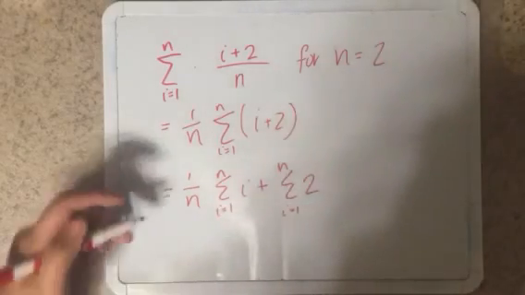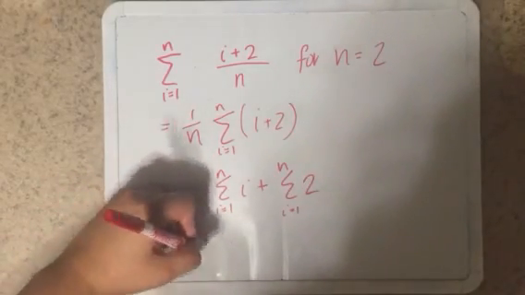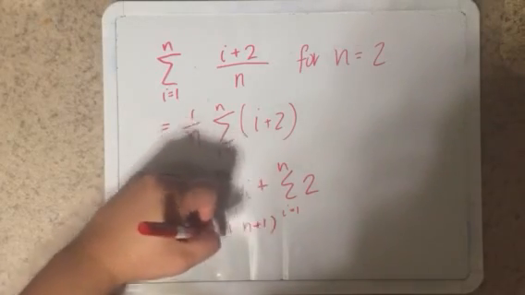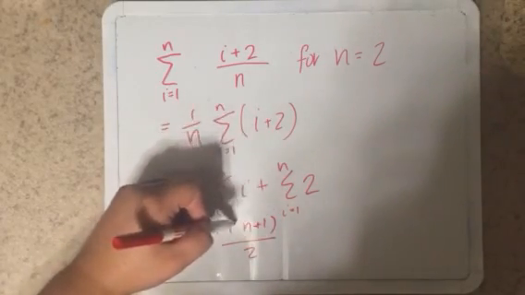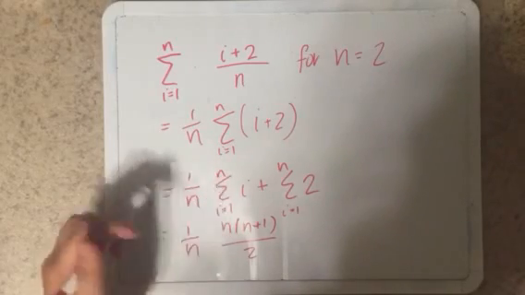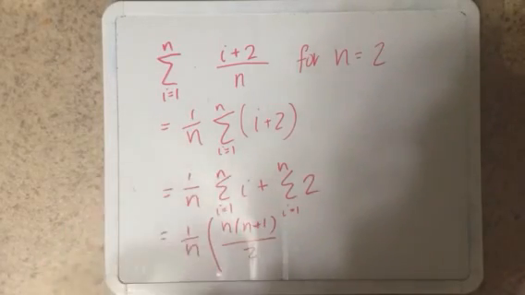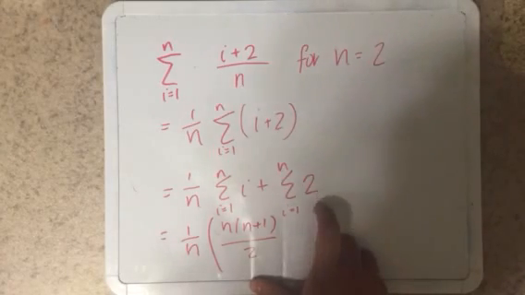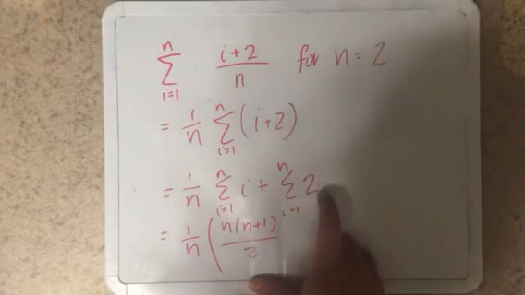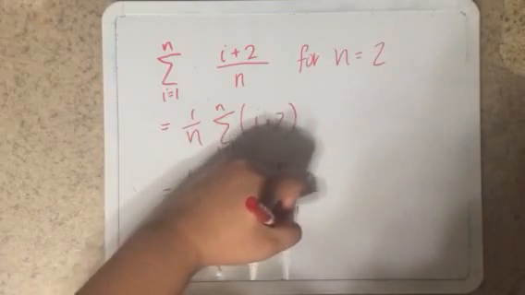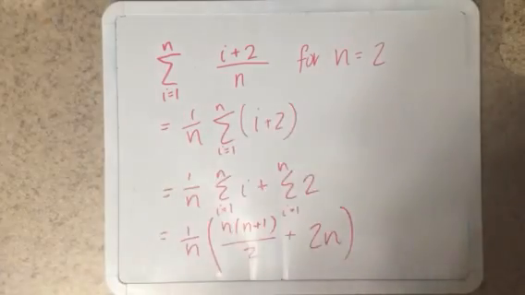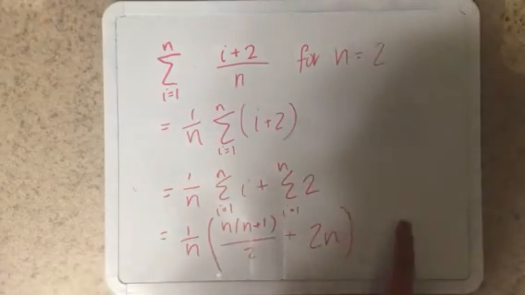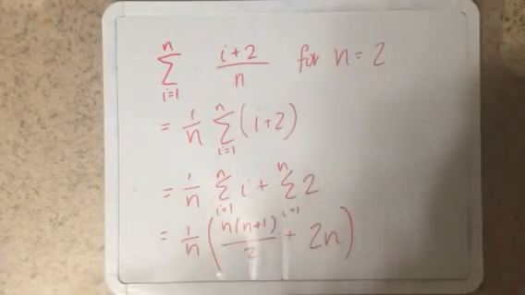So we can plug that in for 1 over n times n times n plus 1 all over 2, plus 2n, because do you remember the summation formula where c times n, so 2 is c, and so 2n. And now that we know n is equal to 2, we can plug in 2 for all your n's and you will have your answer.